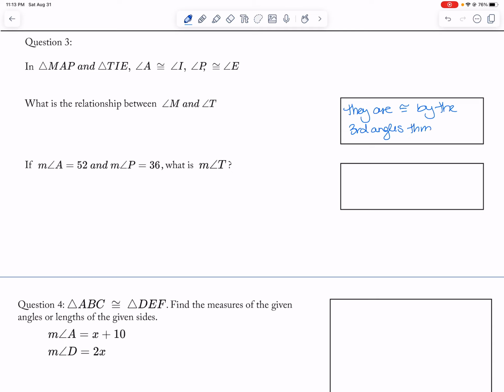Okay, so if the measure of angle A is equal to 52 and P is equal to 36, then what's T? And that is going to be 92. So 52 plus 36 plus the measure of angle T has to be equal to 180. So the measure of angle T is equal to 92. Okay.